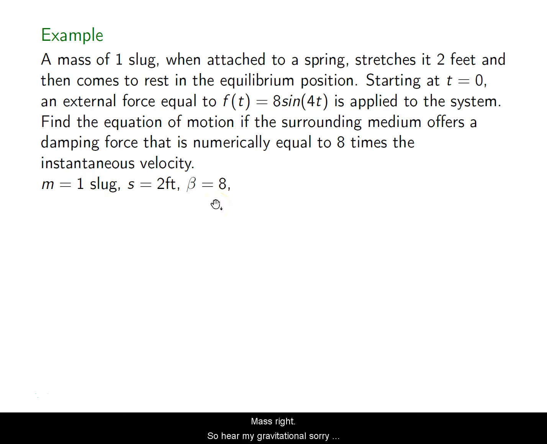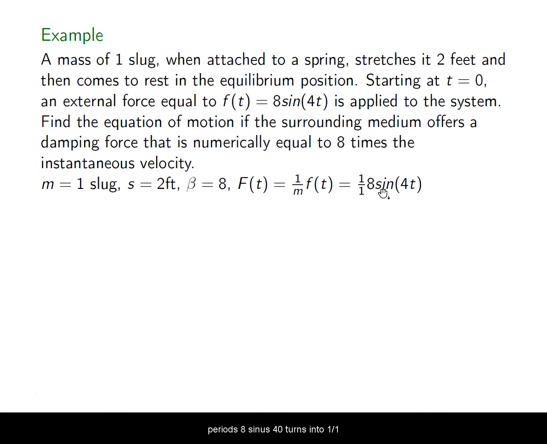So here my damping constant is 8. And my function, since everything else is divided by m, it's 1 over m, but m is 1. So this shouldn't have been a positive here. It's 8 sine of 4t. So it basically just turns into 1 over 1 times my function, which is just my regular function. Now if this was a mass of 2 slugs, this would be 4 sine 4t. But we have a nice value here.